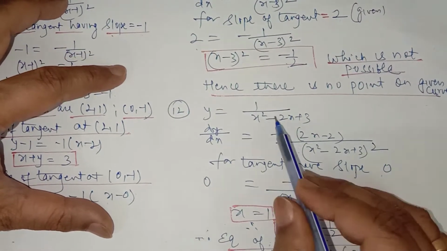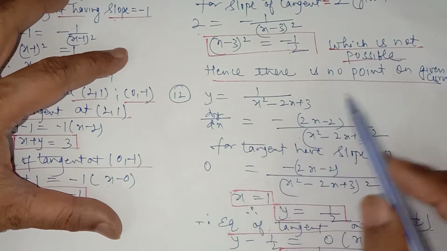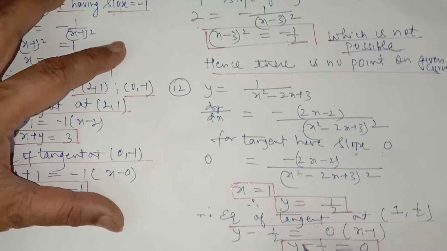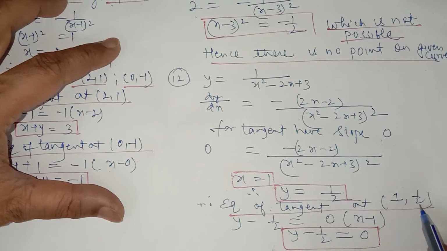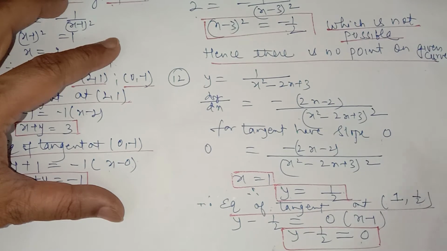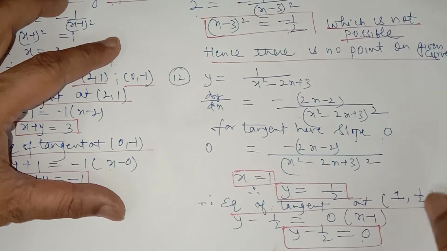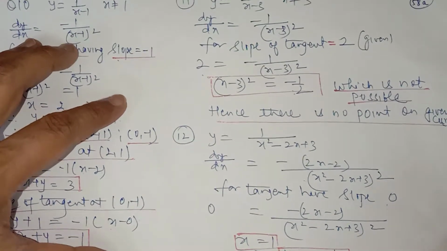When you put x equal to 1 in the original, you'll get the y coordinate. So the y coordinate is coming out to be 1 minus 2 plus 3, it is half, and the equation of the tangent is y minus y1 is equal to m times (x minus x1). x1, y1 is 1 and half and the slope is given as 0. So y is equal to half. Now when any line or tangent has the slope 0, then definitely it will be parallel to the x-axis.